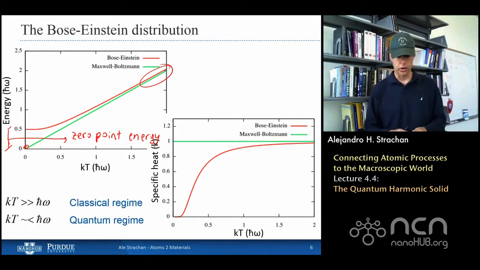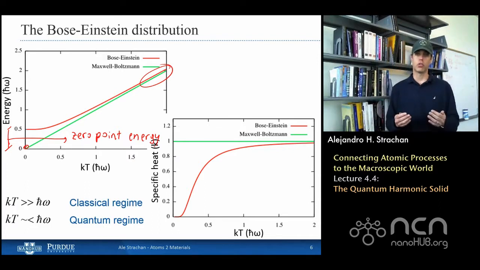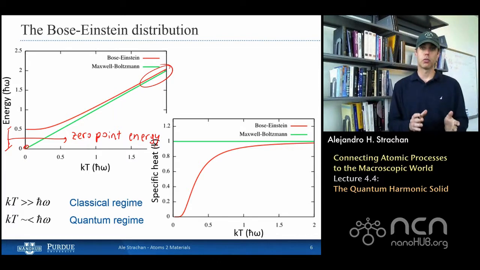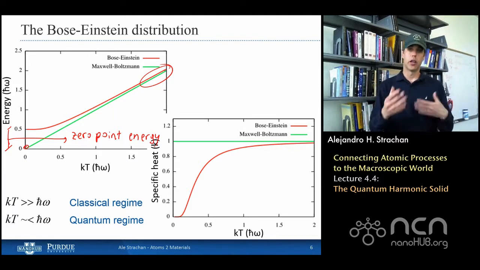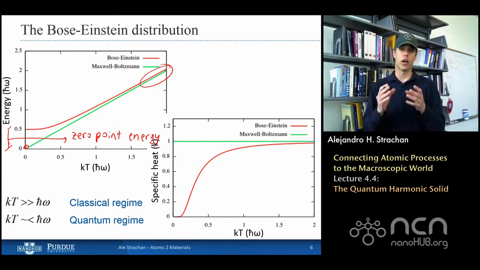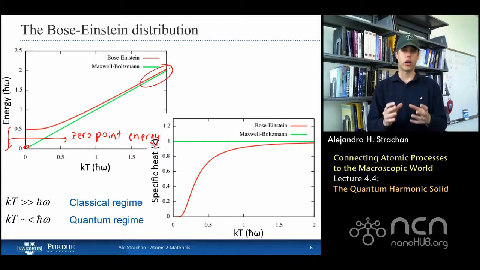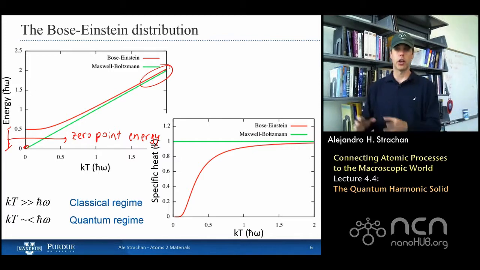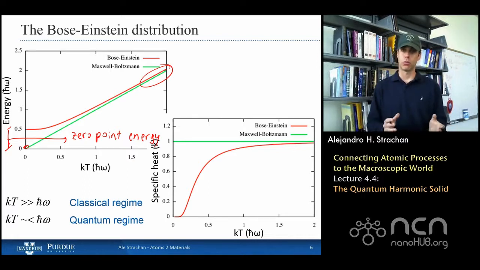of a harmonic solid. Okay, and again, this shows us and allows us to understand how the classical regime is when kT, when the thermal energy is high, large, compared with the quantum of vibrational energy, that's h bar omega. So if kT is larger than h bar omega, you're in the classical regime, and classical mechanics works. That's the regime where MD, molecular dynamics, classical molecular dynamics works.